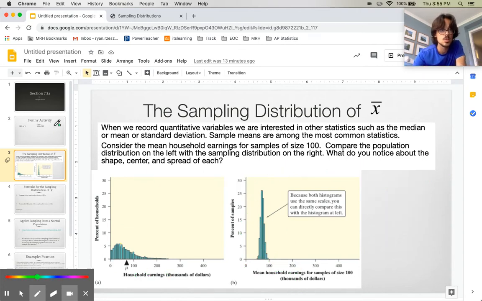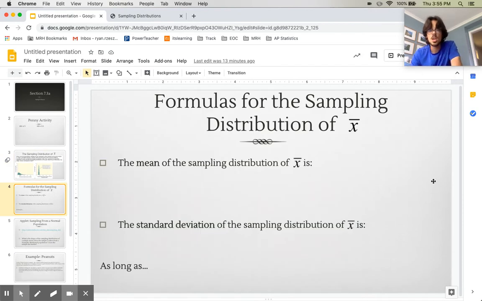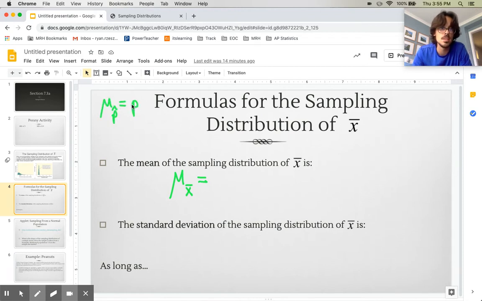Okay, so let's go on to our next slide and let's learn the actual formulas here. So the mean of the sampling distribution of X bar, again, that's kind of a mouthful. It's a lot of words. In symbols, that would look like mu of X bar. So the mean of X bar's graph. It turns out, just like we learned the mean of P hat's graph was just P, the mean of X bar's graph is just the mean of your population.